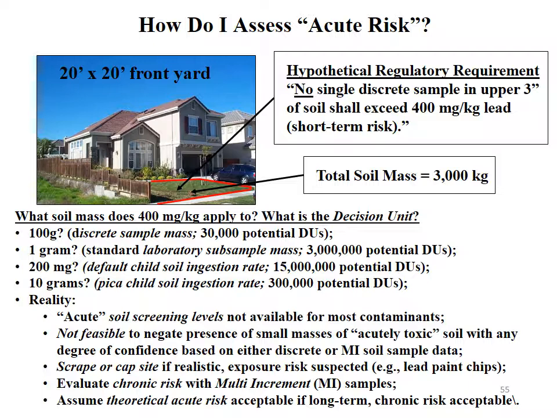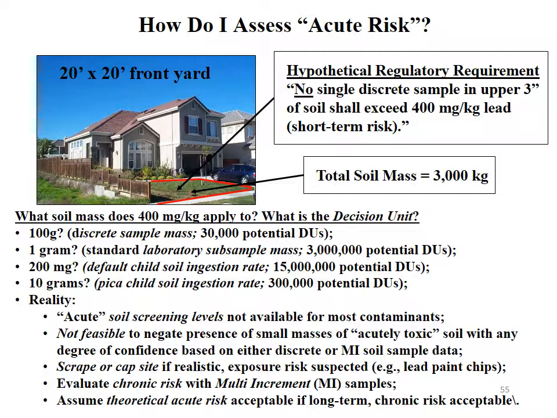So there are no screening levels to begin with for most contaminants. And the next is it's not feasible to negate the presence of small masses of theoretically acutely toxic soil with any degree of confidence based on either discrete or MI soil sample data. You're never going to do it. I'm never going to provide that level of confidence.